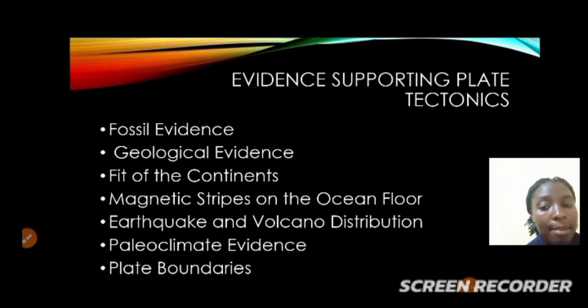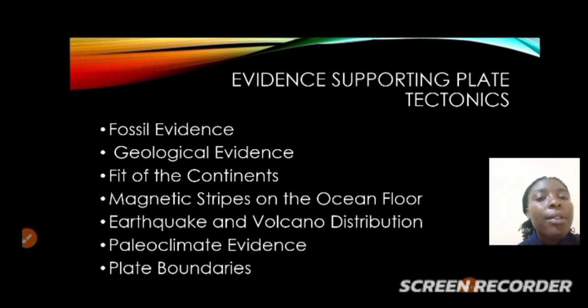We have the magnetic strips on the ocean floor. Patterns of magnetic strips in the ocean floor, discovered through sea floor spreading, show symmetric patterns on either side of the mid-oceanic ridge. You can see the patterns of sea floor spreading, like in the Indian Ocean. You can see how the pattern is. It's also in another ocean.